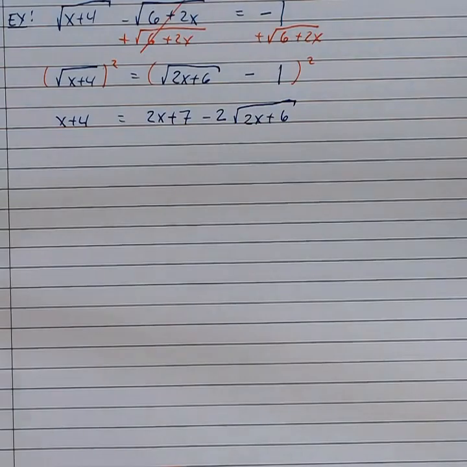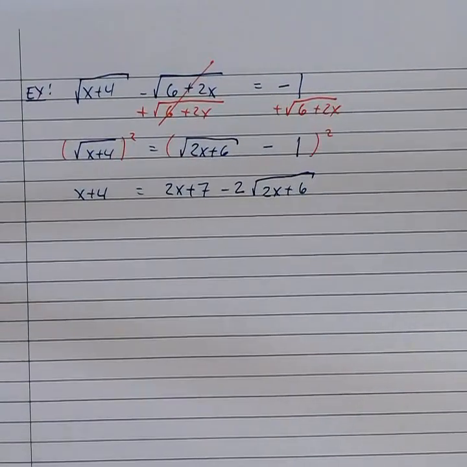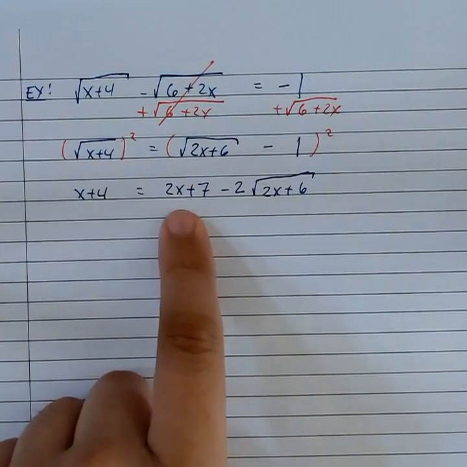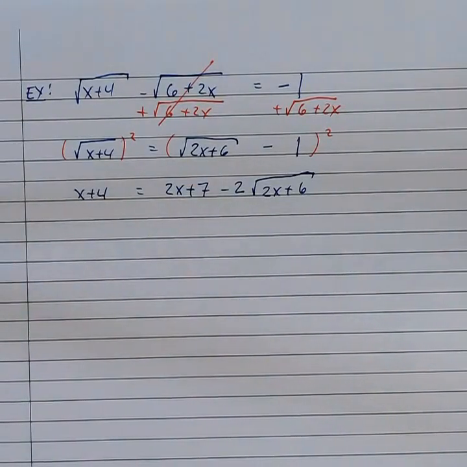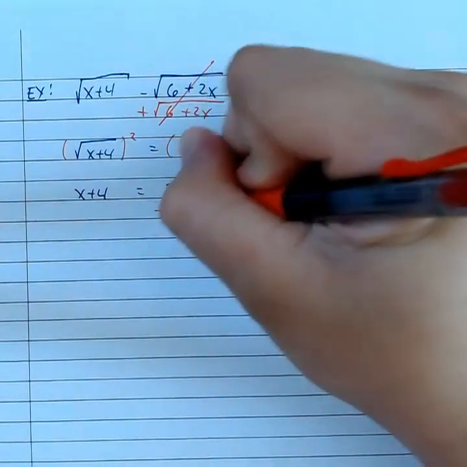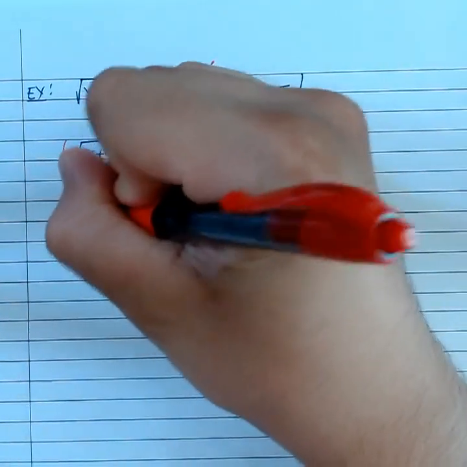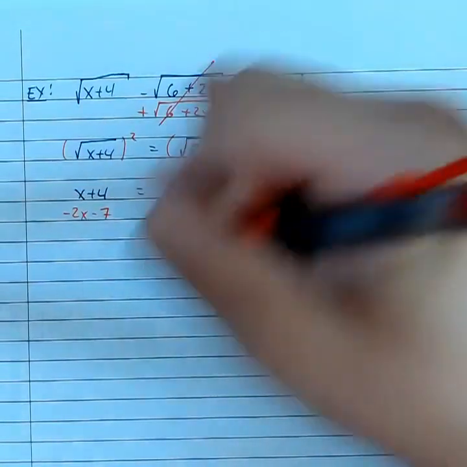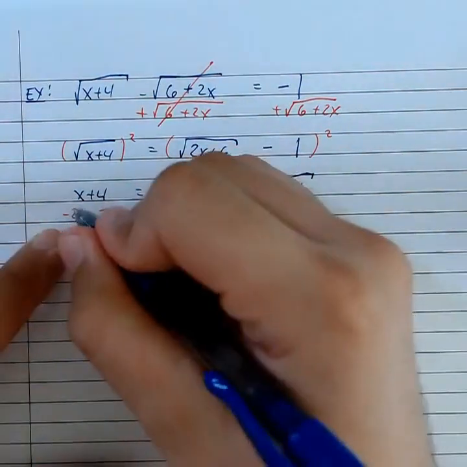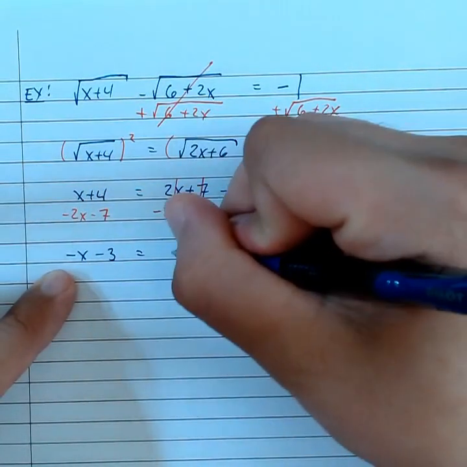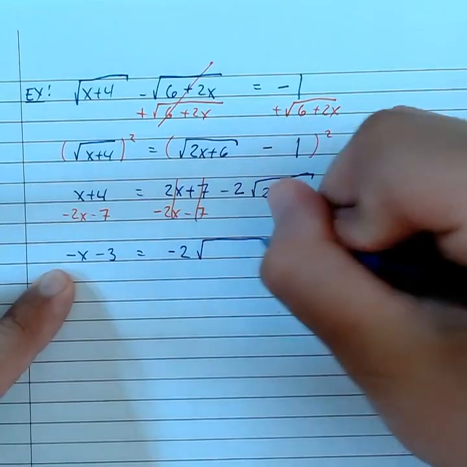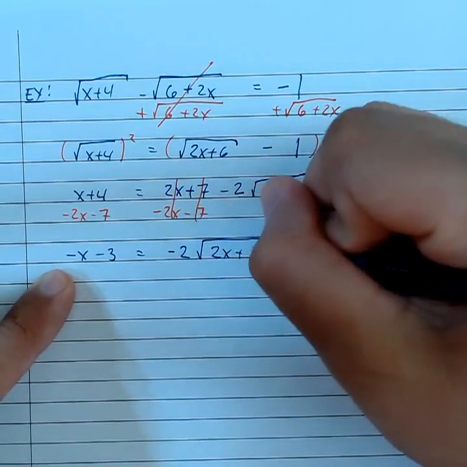Okay, so now I have noticed that I've gotten rid of one of my radicals. I started the problem with 2 radicals. Now I only have 1. So we're going to do that again. Let's go ahead and isolate our radical. Let's get all this stuff over this way. So let me go ahead and subtract my 2x and subtract my 7, minus 2x and minus 7. That all goes away. And here I have x minus 2x is negative x, 4 minus 7 is negative 3, and that's going to equal to negative 2 square root of 2x plus 6.